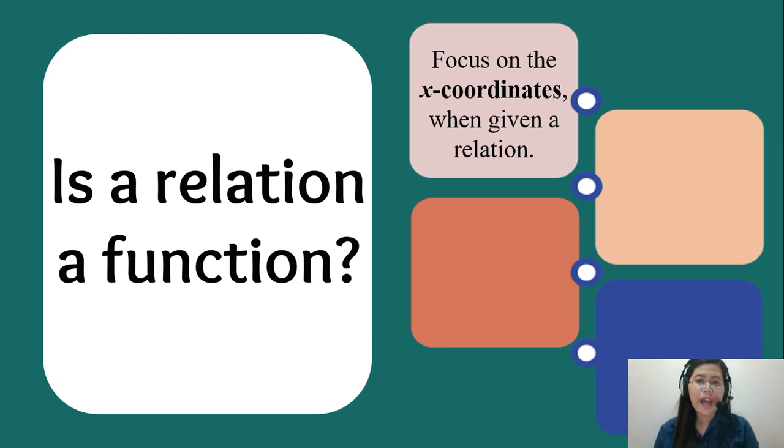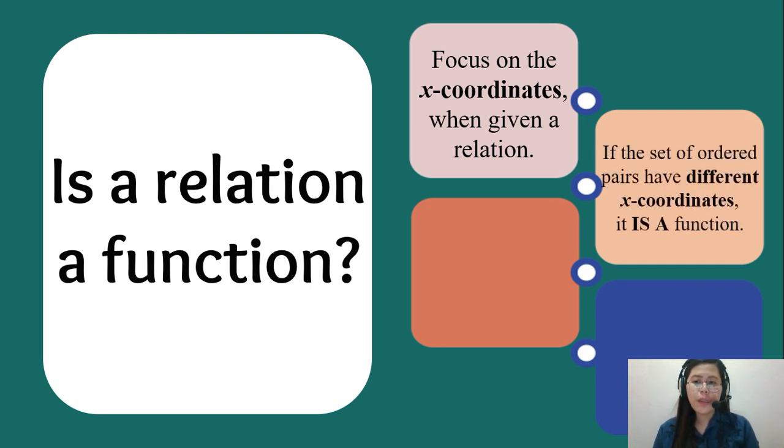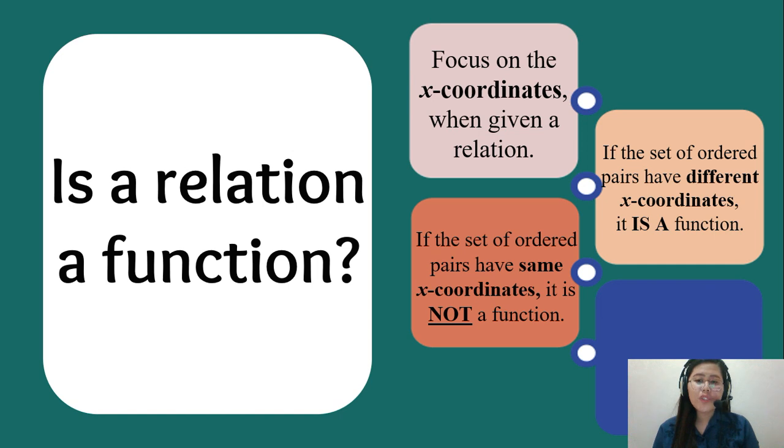Titingin ka lang sa x values mo. Doon ka lang magpo-focus. If the set of ordered pairs have different, ibig sabihin magkakaiba-iba daw ang x coordinates mo, unique, magkakaiba-iba, ang tawag dyan sa relation na yan ay function. Function siya. Pero, kapag yung set of ordered pairs have same x coordinates, may magkaparehong x coordinates doon sa given na relation, matik yan ay not function.